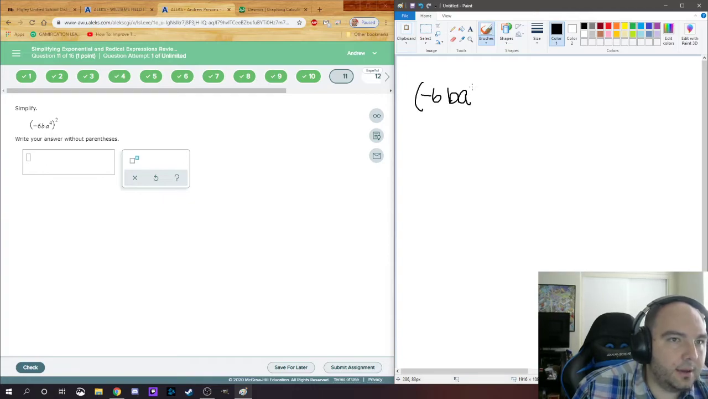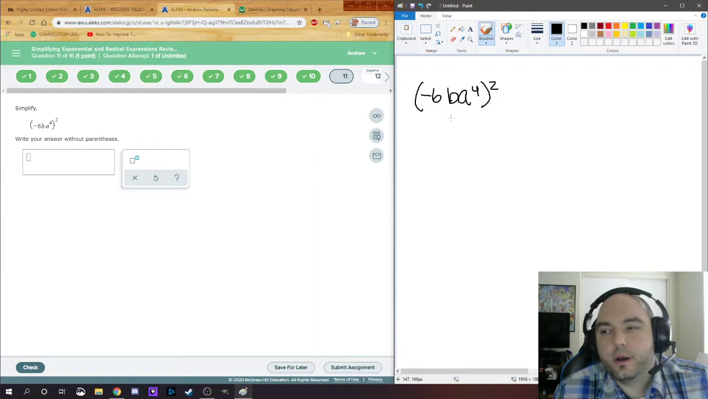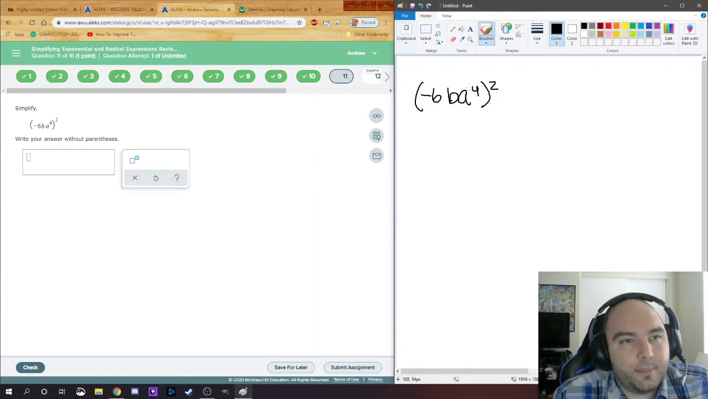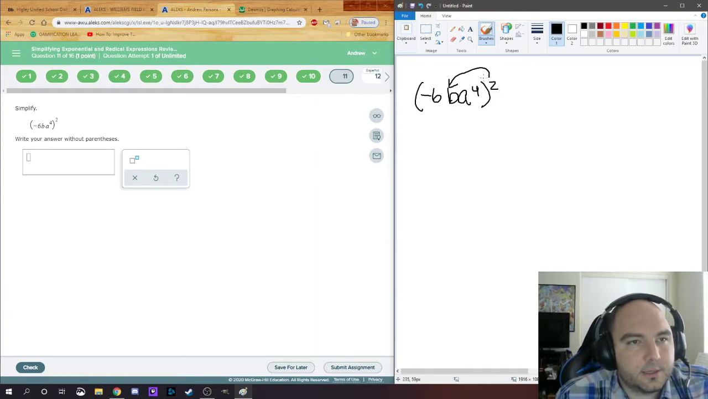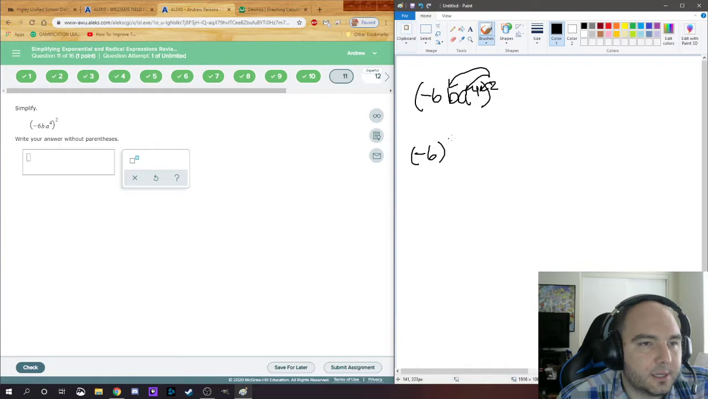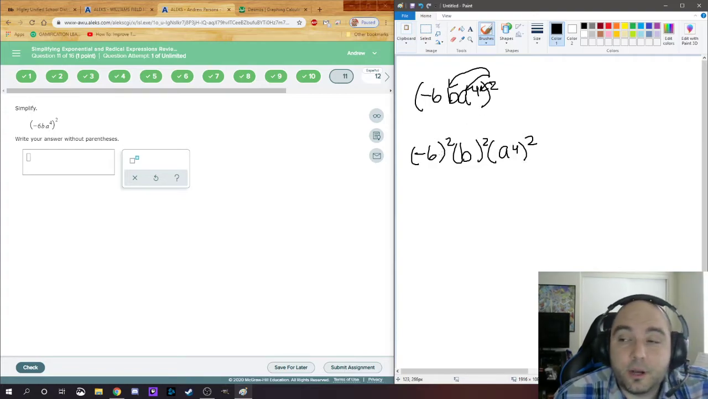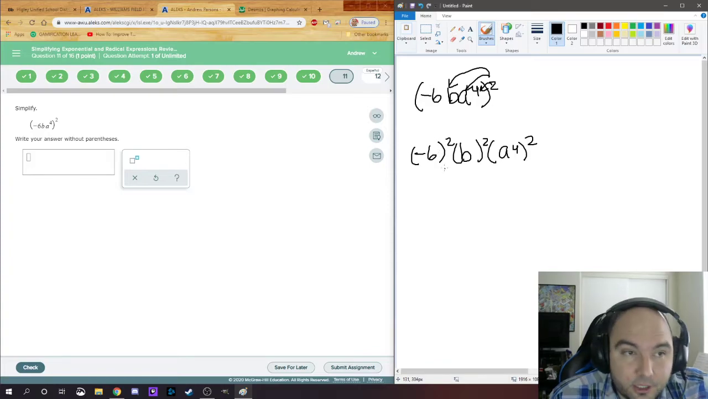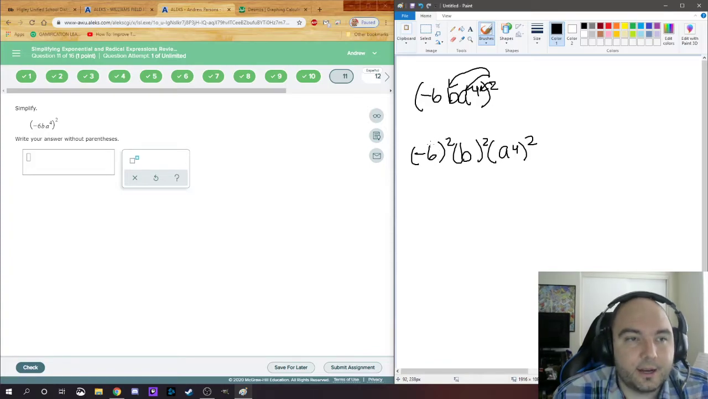Negative 6 B A to the 4th, squared. All right, so on this one, what's going to happen is everything gets the power. The 6, the B, the A. Sorry, those arrows kind of stunk, but here's what we're going to get. It's negative 6 squared, B squared, A to the 4th squared. Now you'll notice I put everything in a parenthesis, especially and most importantly that negative 6.